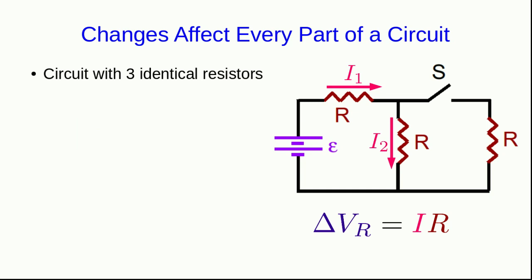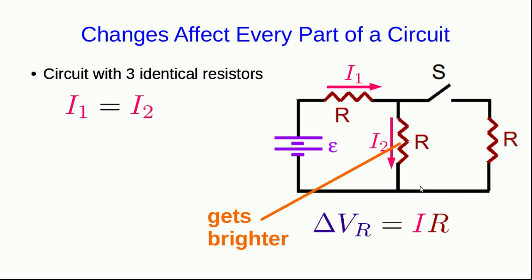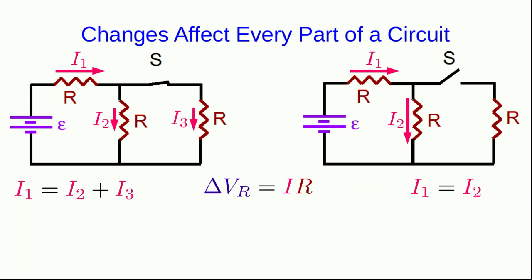It's fairly obvious to most people that since the current that went through the first resistor was shared before by the two resistors and now it all goes through the one resistor, then that light bulb must get brighter. But many people will predict that the brightness of this bulb stays the same. But in fact it gets dimmer, and people often have a hard time explaining why. So how do we explain why this one gets dimmer when we open the switch?